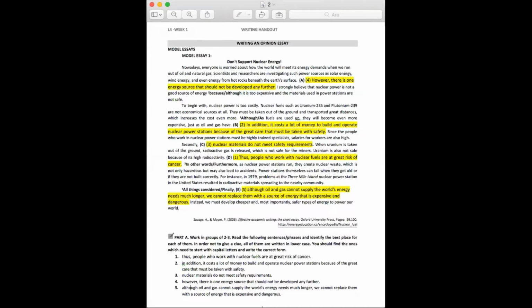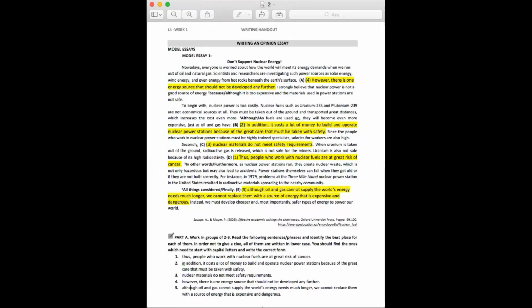Now C. The linking word, secondly, introduces a new paragraph, so it will be about another negative aspect of nuclear power. So sentence 3 indicates that this paragraph will be about the danger of nuclear energy, as it says nuclear materials do not meet safety requirements. And when we read the rest of the paragraph, we can easily understand that all the sentences are about how dangerous nuclear power is.